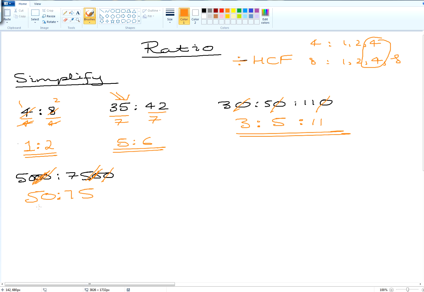Now, what would you divide them by now? The highest common factor now might be a bit easier to see. 25. Divide them by 25 each. So that will give us 2 to 3, and that's the end of our example.